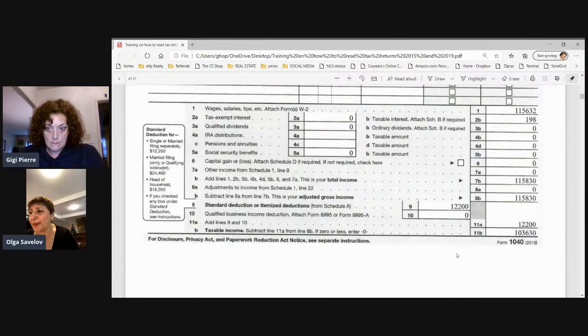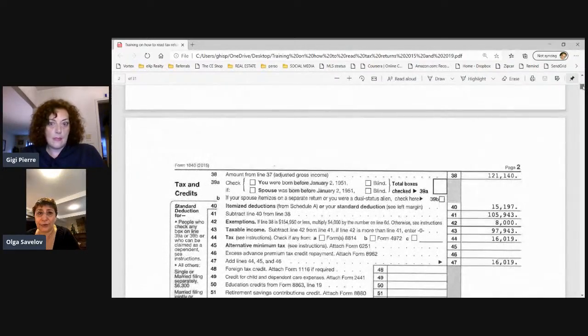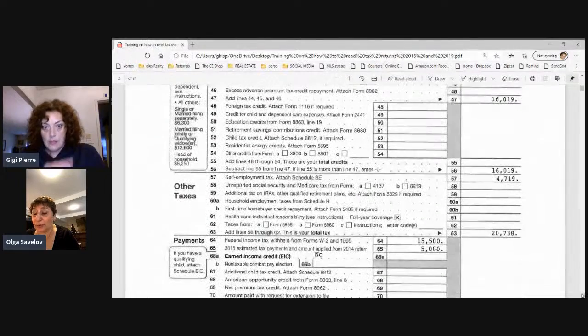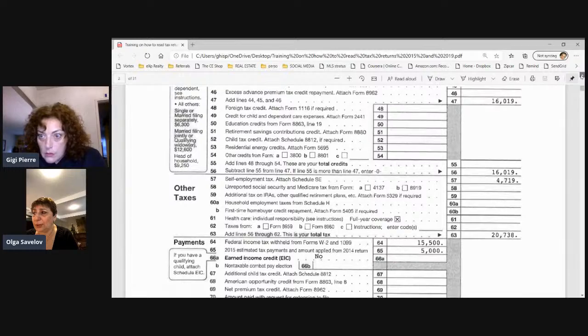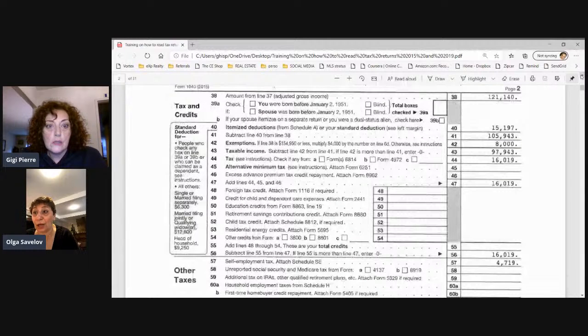So let's go to page 2. Here, if your deductions are higher than the standard deduction, you can recap it. And if they're not higher than 12,200 or 24,000, then you're going to put down the standard amount. Here it shows that on this particular tax return, the person will get a refund of $1,069.